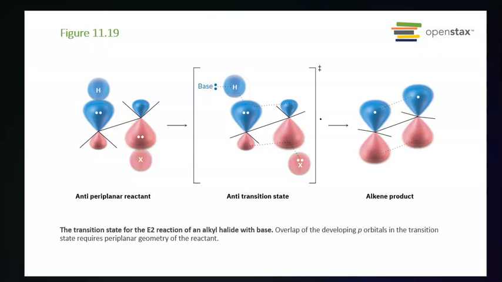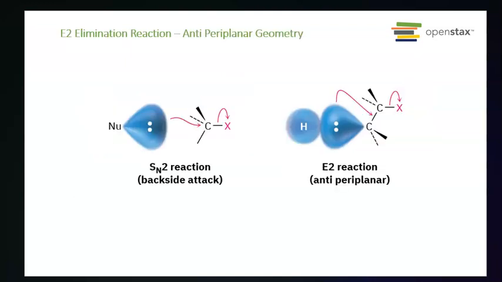It is seen that the sp3 sigma orbitals in the reactant, the C-H and the C-X bonds, must overlap. Even in the transition state, there is some overlap. So the best geometry that gives the maximum overlap is the anti-periplanar geometry. That is why it is preferred, so that you can get the product, which is your alkene.